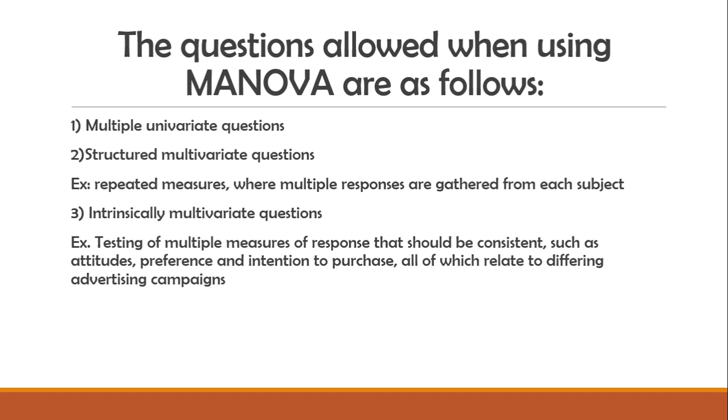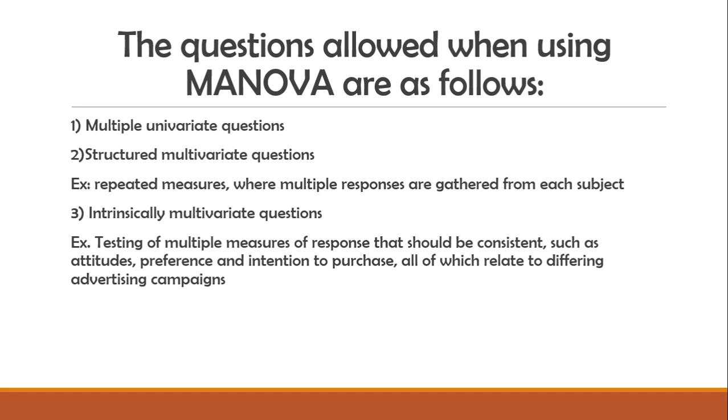The questions allowed when using MANOVA are as follows. Number 1, multiple univariate questions. It is where a researcher identifies a number of separate dependent variables that are to be analyzed separately but needs some control over the experiment-wide error rate. Number 2, structured multivariate questions.